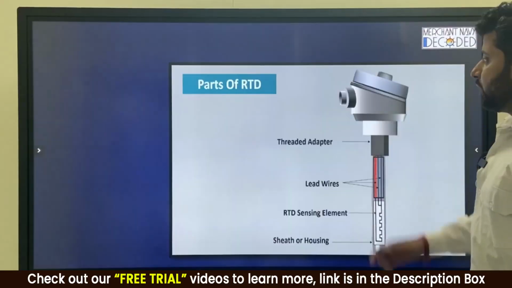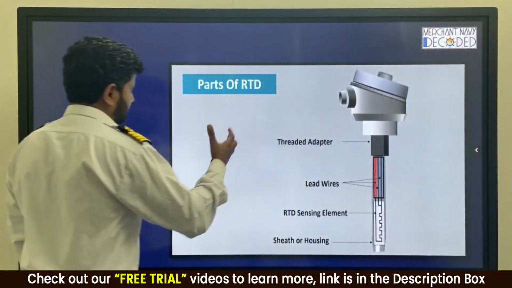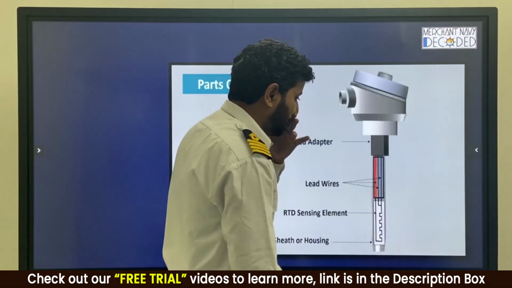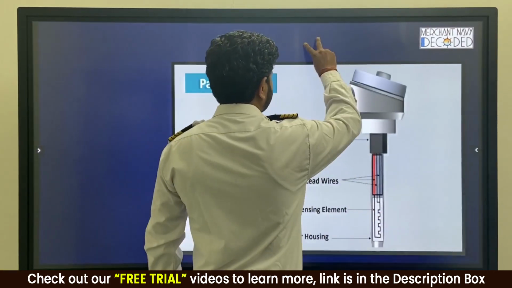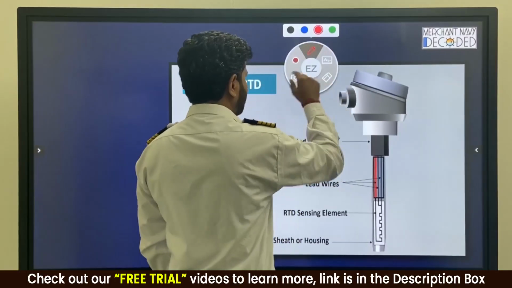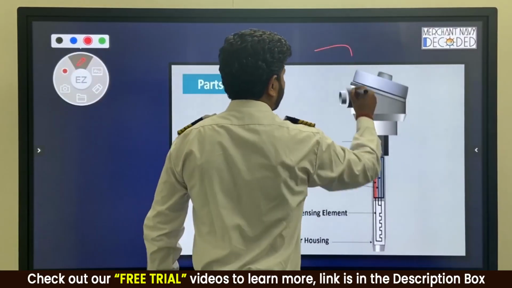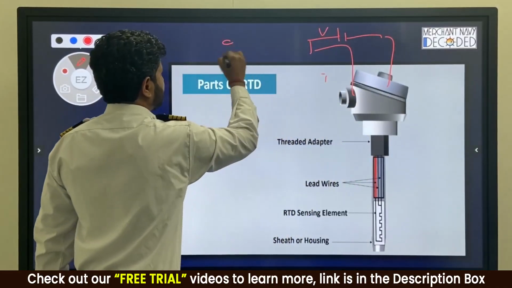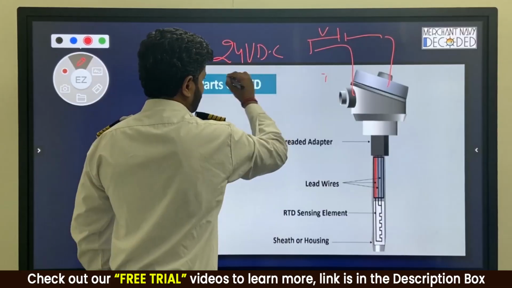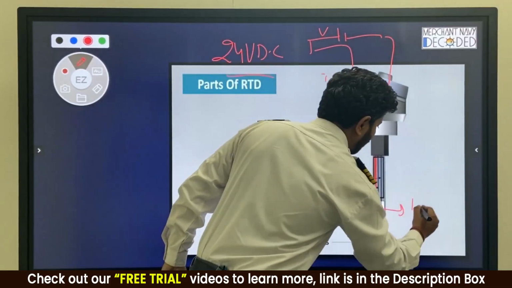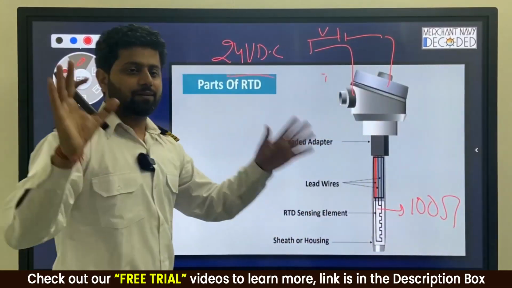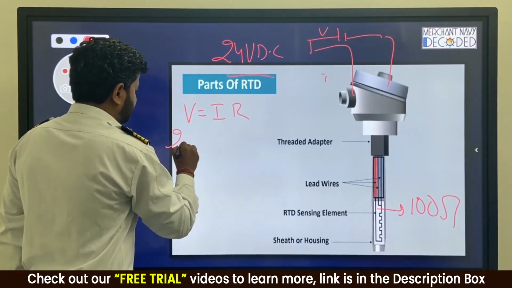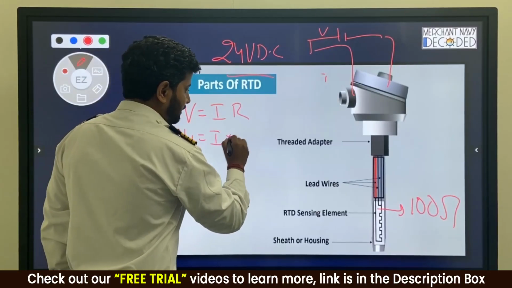Let me go ahead. Now, what are the parts of an RTD, that is resistive temperature detector? See over here. This is your sheath housing. Yeah, basically it's an outer body. But inside this body, this is the resistance. So out here, suppose you have given a voltage, 24 volt DC is given. Okay. There is a resistance of 100 ohm. Just giving an example. So V is equal to IR. So 24 volt is equal to I into 100 ohm.